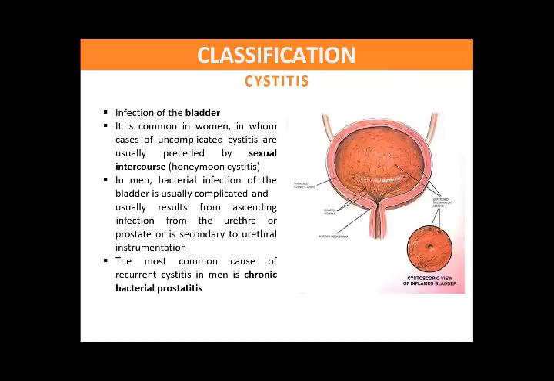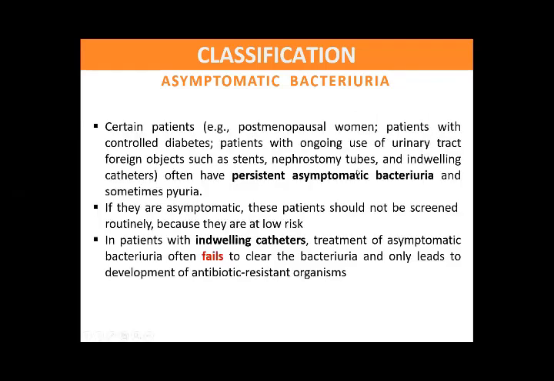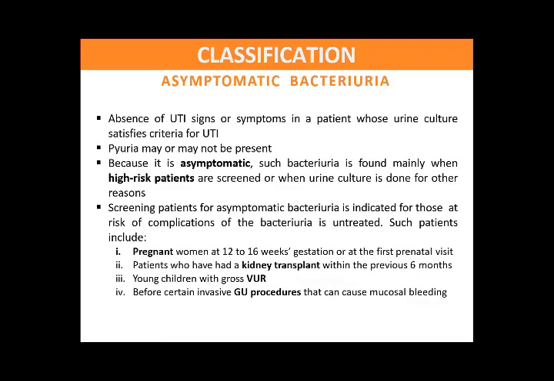And this is the condition when patients are asymptomatic but having infection. This is an even worse form, where a patient can have bacteremia, and they are high-risk patients and should be screened for urine cultures. So the absence of UTI signs, either in the form of micturition problems, dysuria, urgency, frequency, but the patient's urine culture satisfies the criteria for UTI. So no symptoms, but the presence of bacteria. Pyuria may or may not be present, but the patient has evidence of infection and should have a positive culture.